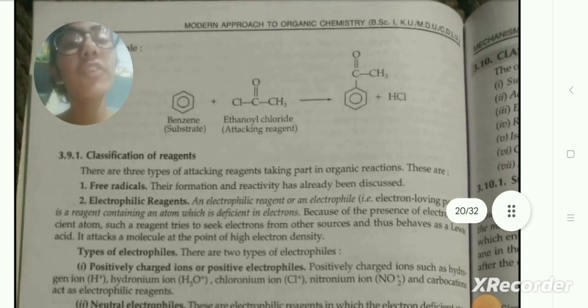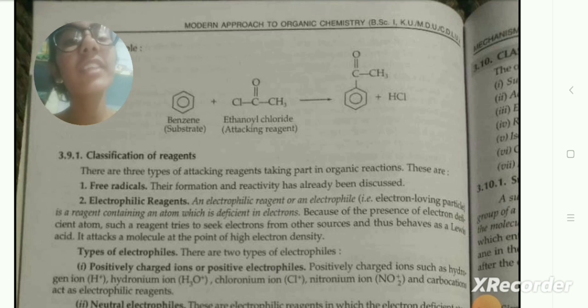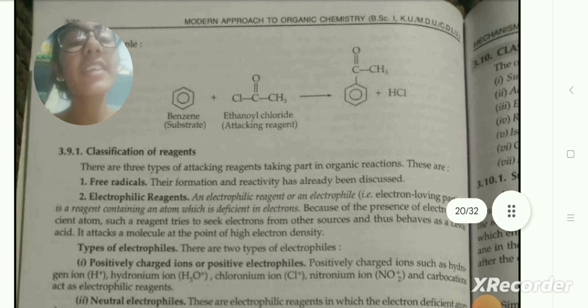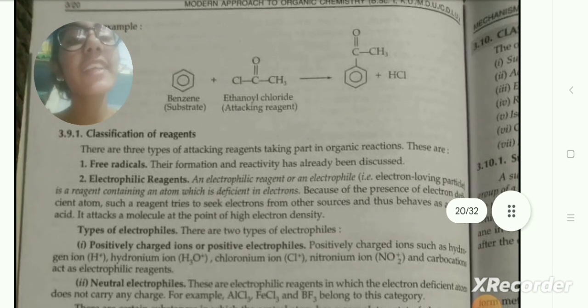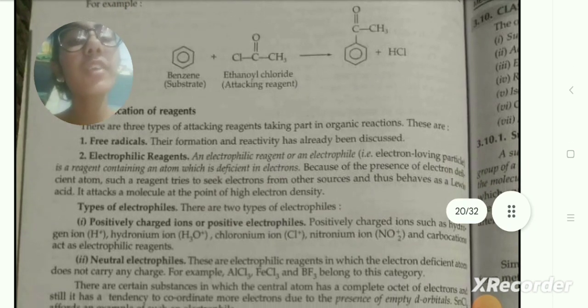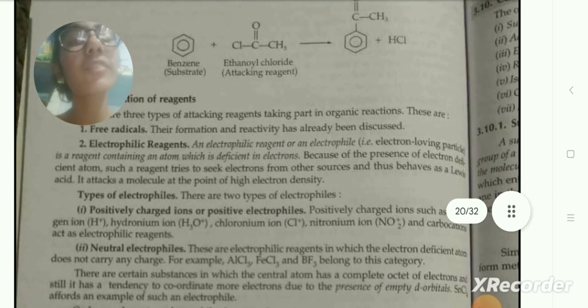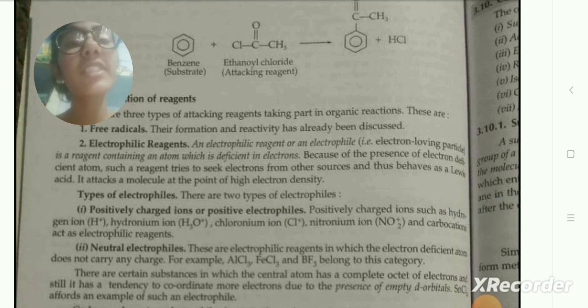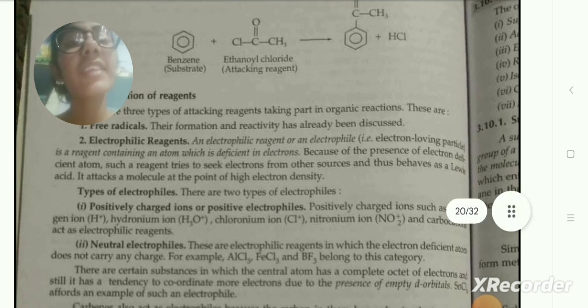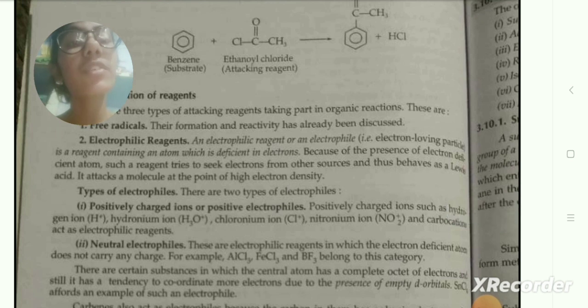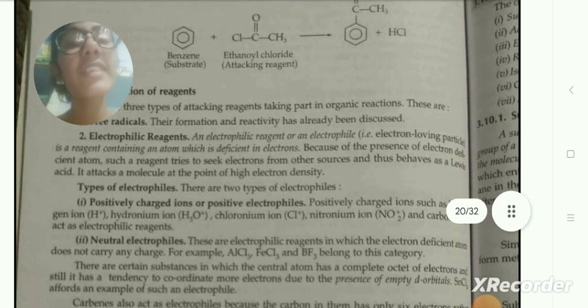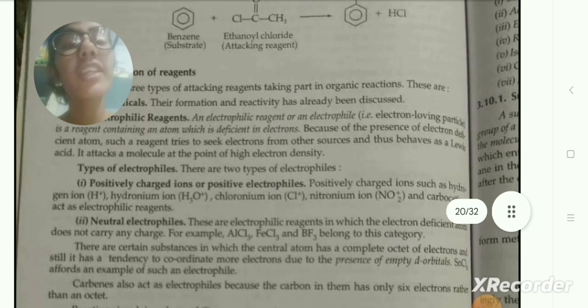Classification of attacking reagents. There are three types of attacking reagents taking part in organic reactions. First are free radicals. Their formation and reactivity have already been discussed. Second is electrophilic reagents. An electrophile, or electron-loving reagent, contains an atom which is deficient in electrons. It tries to seek electrons from other sources and thus behaves as a Lewis acid, and it attacks a molecule at the point of high electron density.